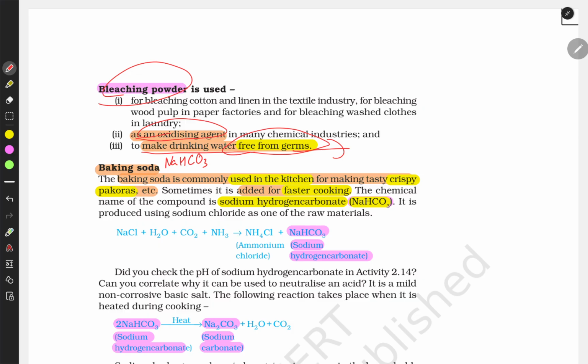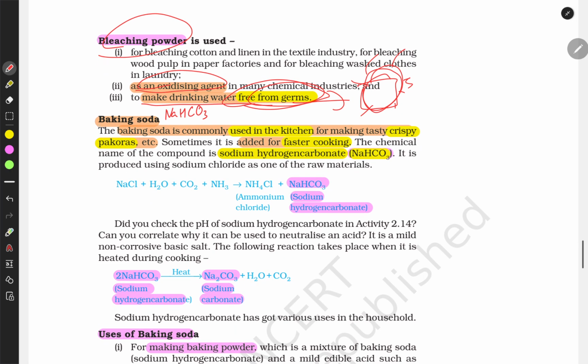How does it kill the germs? Because it breaks the cell wall of the bacteria, and the bacteria die. This is why it makes the water germ free, like disease free.